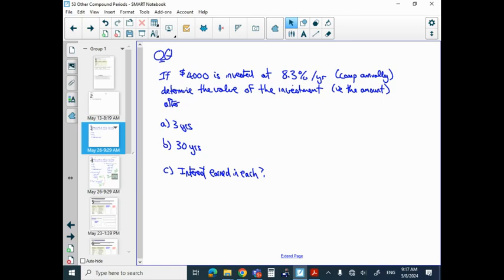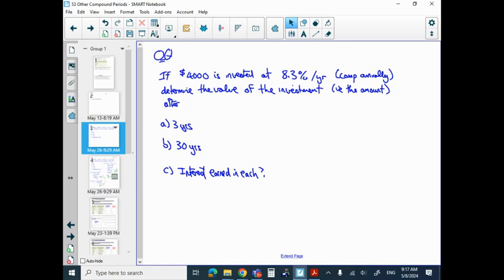If you had $4,000 invested at 8.3% per year, compounded once per year, the normal way that we've done so far, what would the value of the investment be after 3 years, after 30 years, and how much interest is earned in each? I encourage you to press pause and try it and see how you're doing, and then come back and see the rest here.